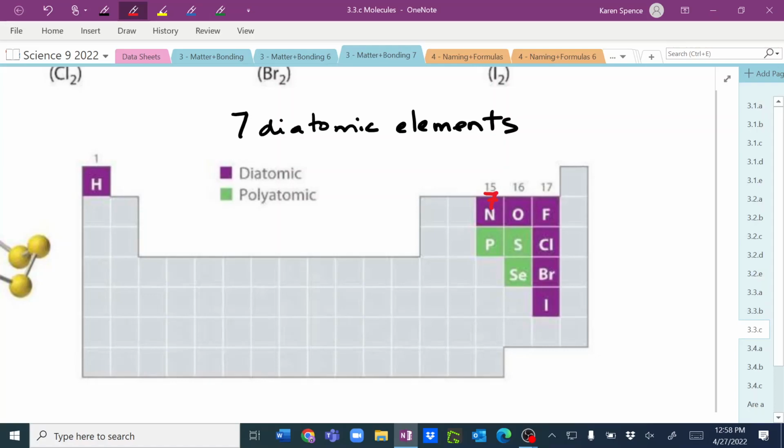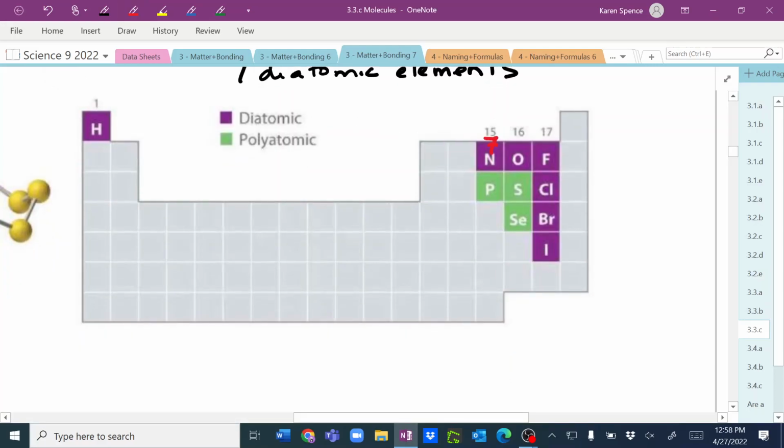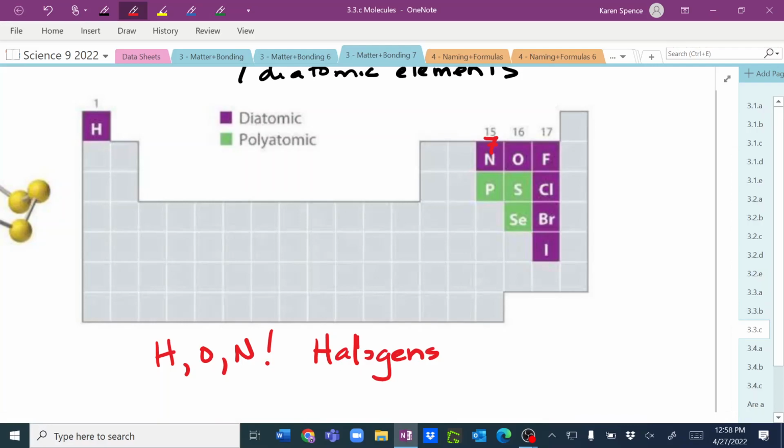Okay? There's another way. This is the way I learned it in high school because nobody taught me any of the neat little tricks to remember it. I used to say H-O-N, halogen, because it just sounded like really easy to remember. And you got like pom-poms or whatever. H-O-N, halogen. Can you tell I was not a cheerleader in high school? Okay. So we have hydrogen, nitrogen, oxygen, and then we have the group 17, which is the halogens.